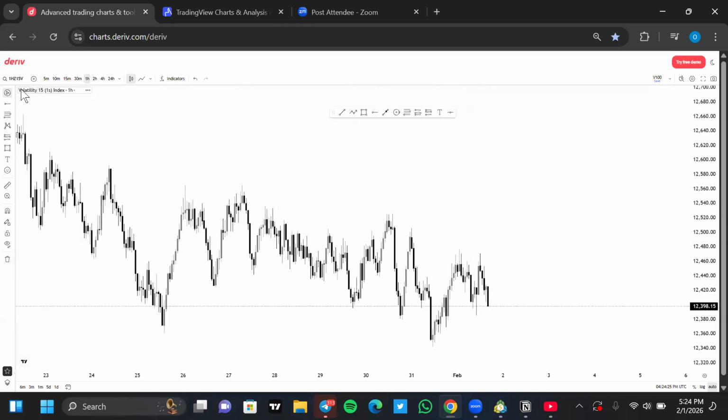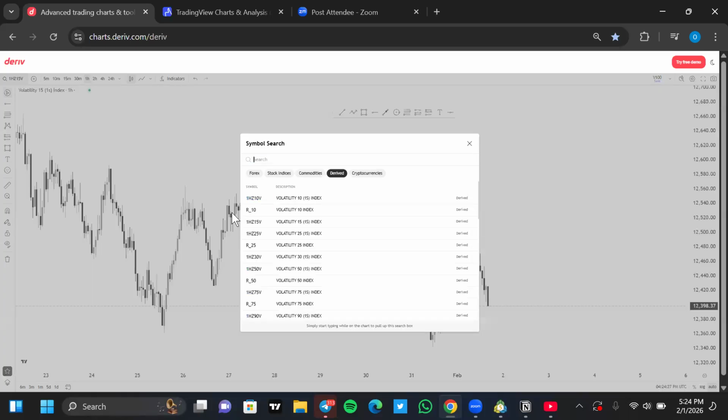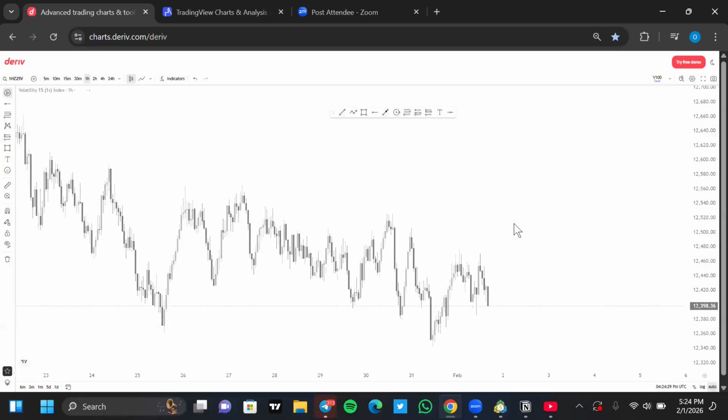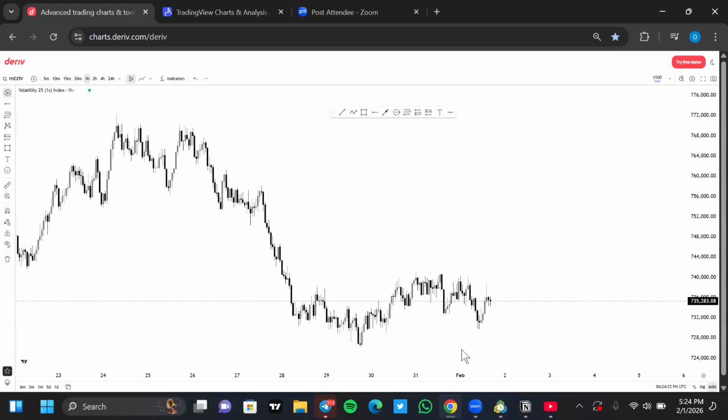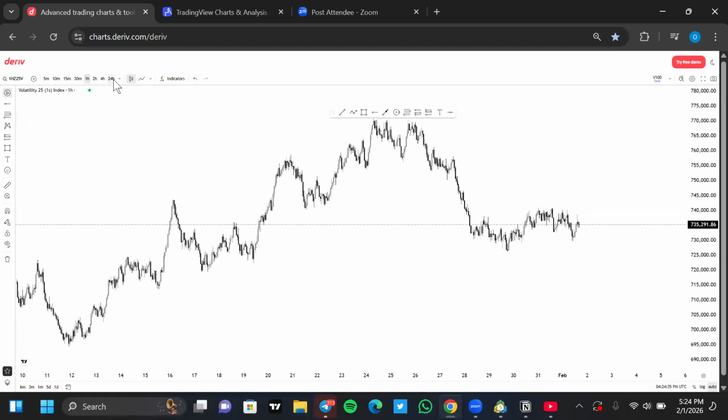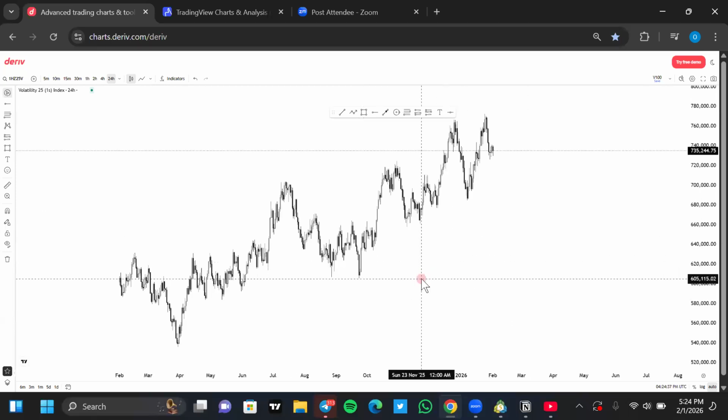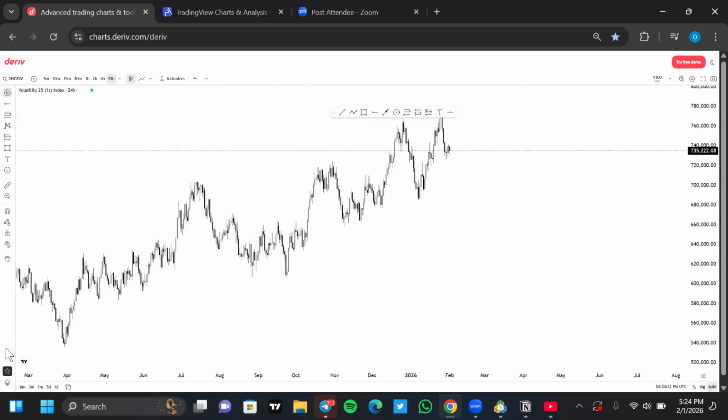So for now, on V15s, I can't see any good POI here. So let's go to V25x. Let's go to V25. I think we need to be very fast now. On V25x, what I can see here is that we are bullish. We are bullish on this pair, but like literally bullish. There's no other thing. We are only bullish, bullish, bullish here.